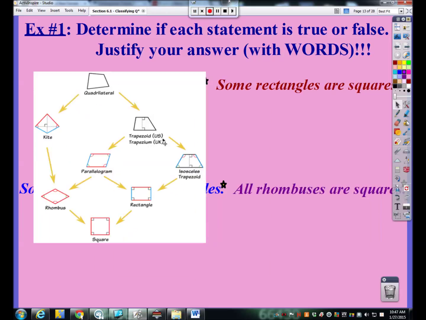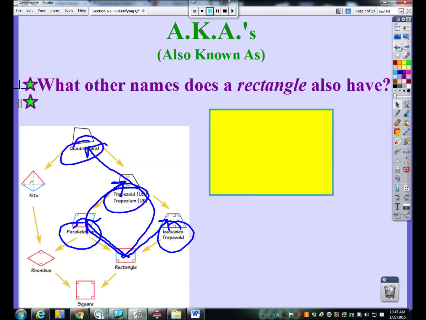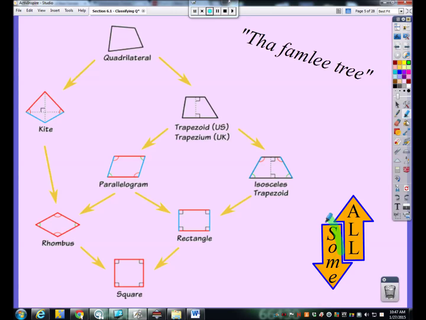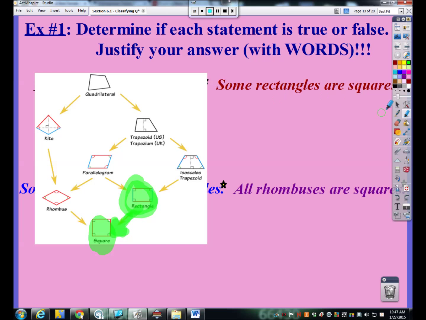All right, the second one over here. Some rectangles are squares. Well, let's see. Here's rectangles, here's squares. When we move down, because we started with rectangles, anytime we moved in a downward direction, let me just remind you and jump back here. If we move in a downward direction, we really do get to say that some of that is true. So is it true that some rectangles are squares? Yeah, it's true that some rectangles are squares.